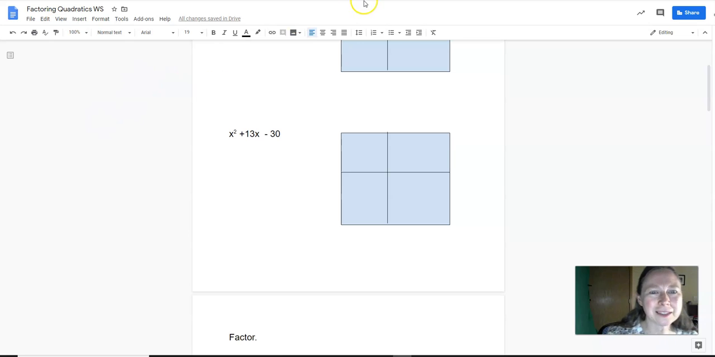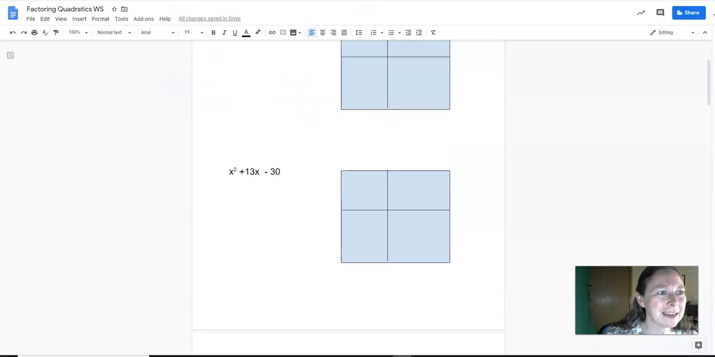x squared plus 13x plus 30. Again, we will factor this using an area model. So we have x plus something, and then x plus something else. So interestingly with this one, these two numbers, when I multiply them, I get negative 30. So I'm trying to think of two numbers that when I multiply them, I get negative 30, but when I add them, I get positive 13. So let's start listing factors of negative 30.